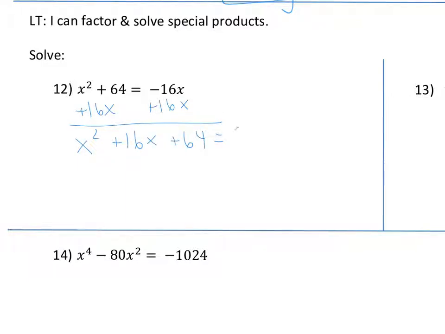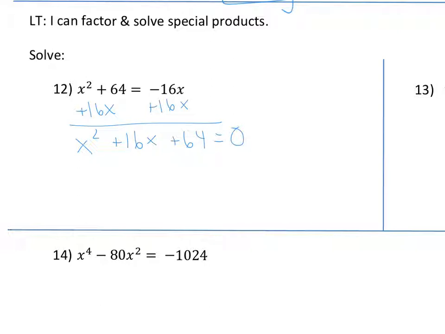And again, this is under the special products learning target. So hint, we should be able to solve these equations, a little bit simpler than some other ones we have done before. So I look at this and I realize that x squared plus 16x plus 64 is a perfect square trinomial.